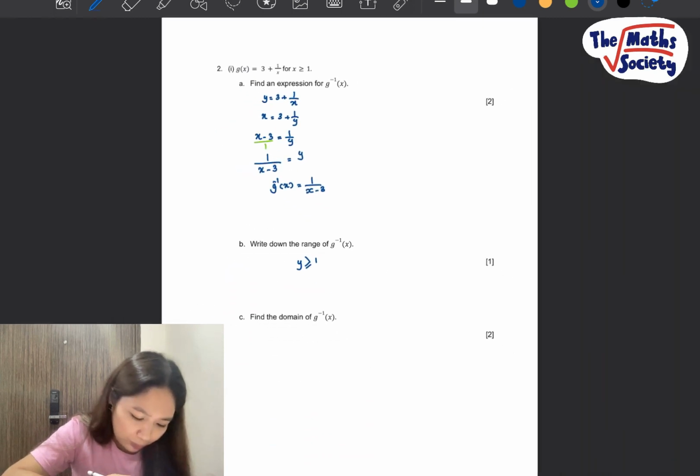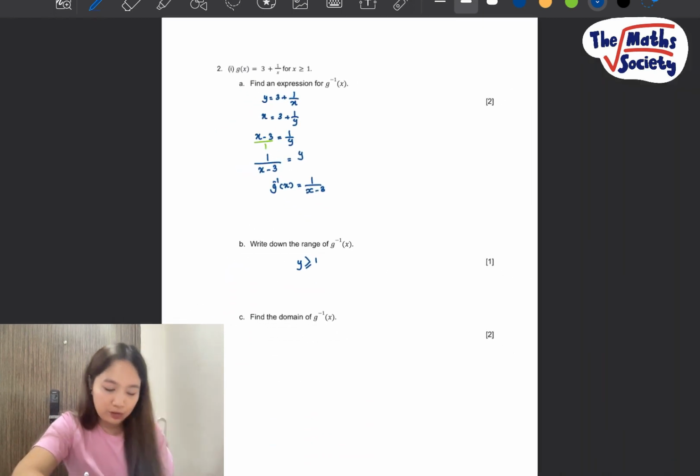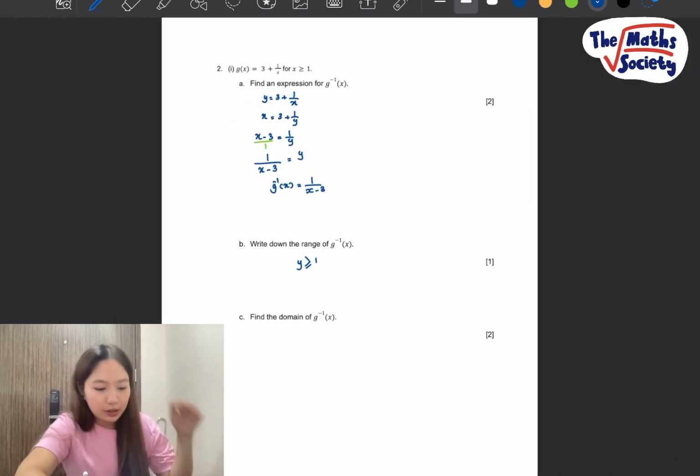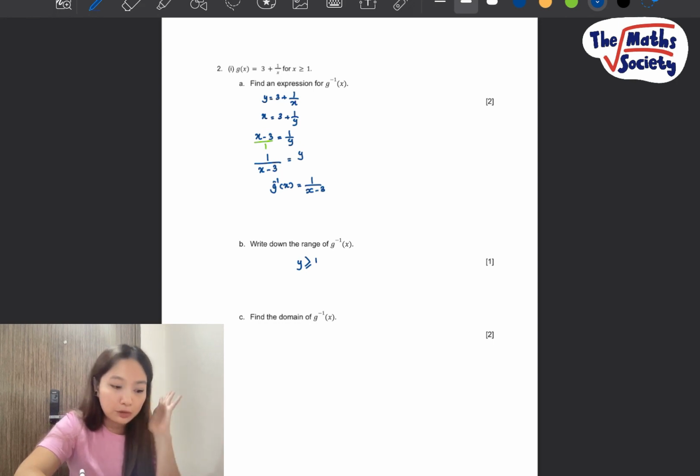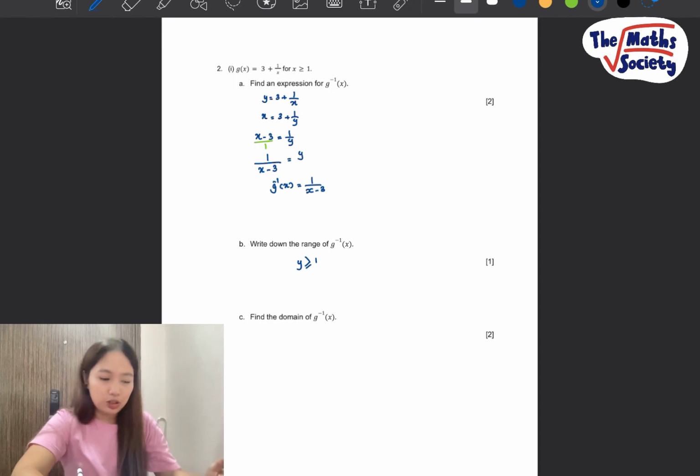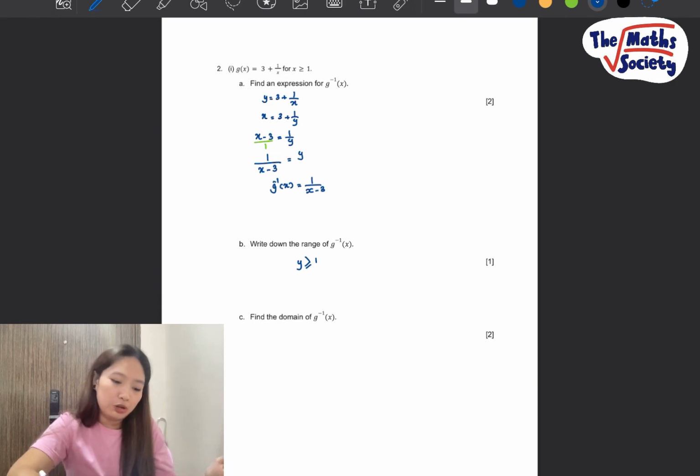Okay, so number C, find the domain of G inverse of X. To find the domain of G inverse, I'm going to have to find the range of G of X. This is a little bit tricky for this question because normally we would just substitute 1 and then we would say it's 4 and we will call it a day.